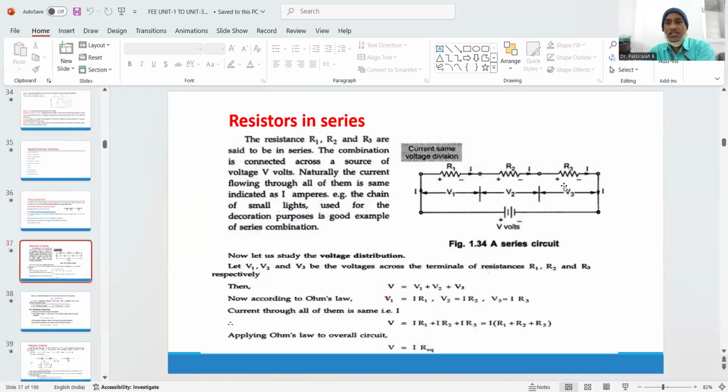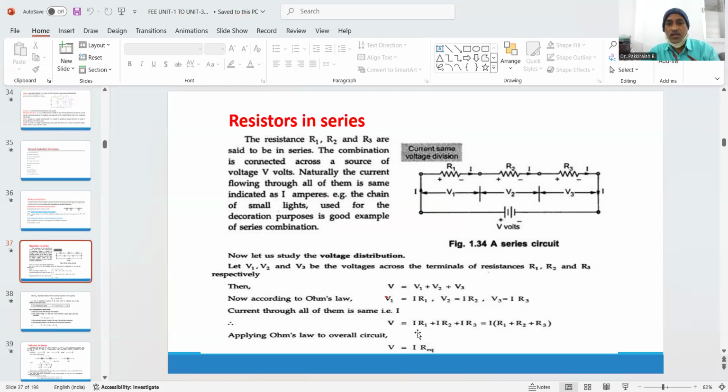Similarly, if only three resistors are connected in series, R equivalent becomes R1 plus R2 plus R3. Now here a numerical has been given with some DC battery applied through R1, R2, R3. If I want to find the drops across each resistor, across R1 it is V1, across R2 it is V2, across R3 it is V3.